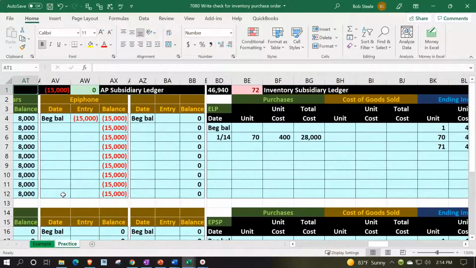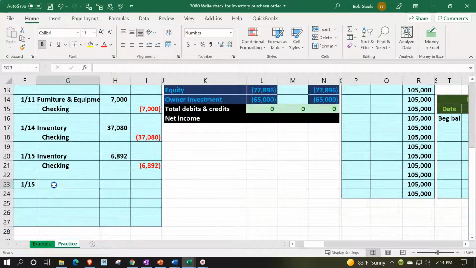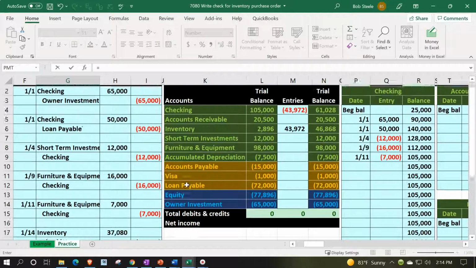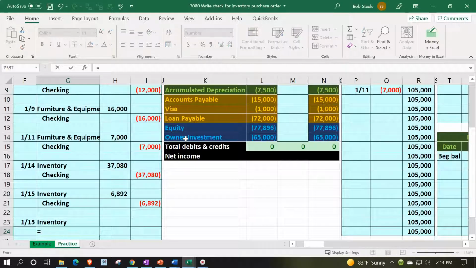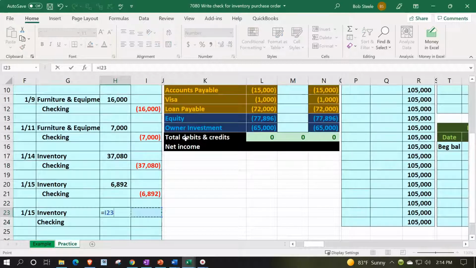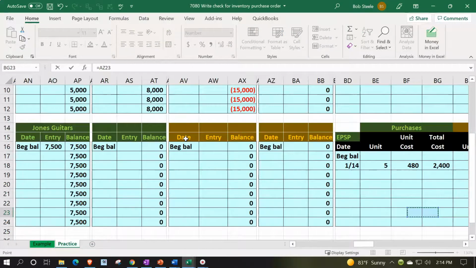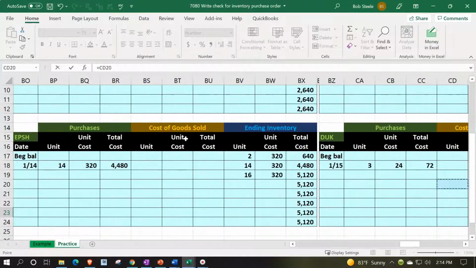Let's go all the way to the left now. Record these items one more time. Once more, the inventory, and then the checking account that we purchased this other guitar with, which is actually a ukulele. I'm going to say equals. I'm going to pull this all the way over from the ledger. 72. There we go.